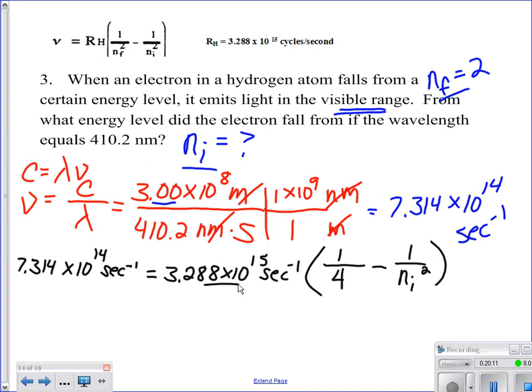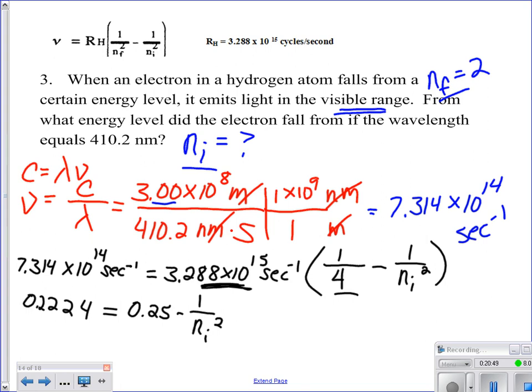And then once you do that, what do you get? You get 0.224, no, 22, I don't know, somewhere around there. You get that number when you divide each side by Rydberg's constant. And then you're going to say that that equals 0.25. All I did was change that to a decimal, minus 1 over ni squared. Okay, so you wouldn't want to distribute in this, just divide by each.